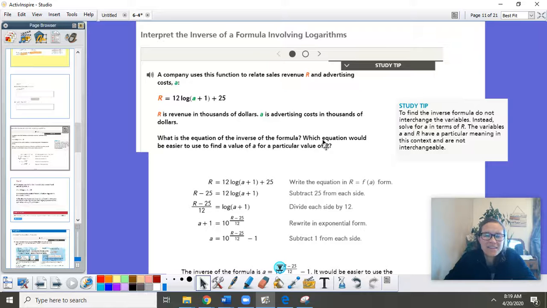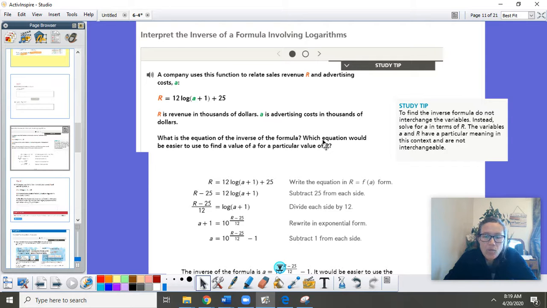Hello! This video is to complement lesson 6-4, and this is a real-life example of interpreting the inverse of a formula involving logarithms. So this is example 4, and when you look, a company uses this function to relate sales revenue R and advertising costs A.